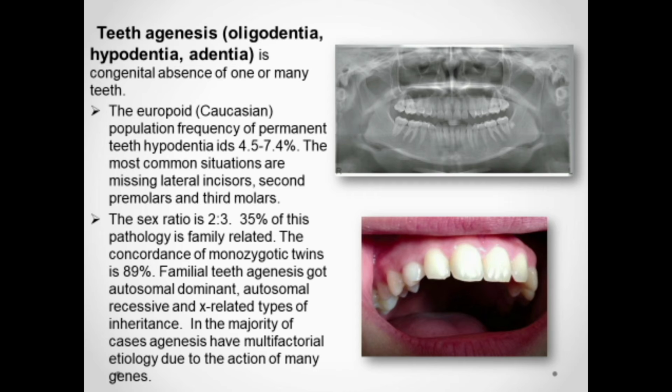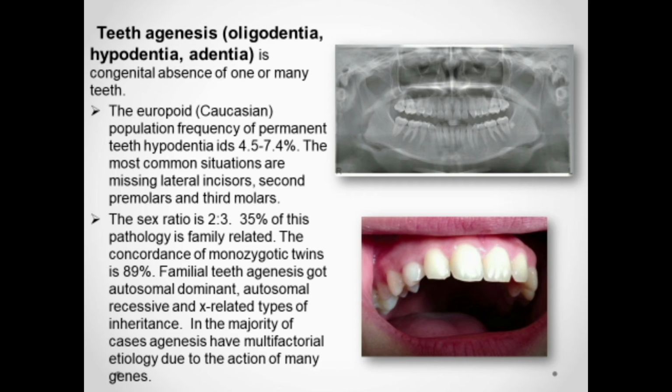Congenital absence of the third molars is so common that many agenesis research articles do not mention those as a case of agenesis. Adentia is a malformation of the placode stage and the bud stage of tooth development. The sex ratio is 2 to 3.